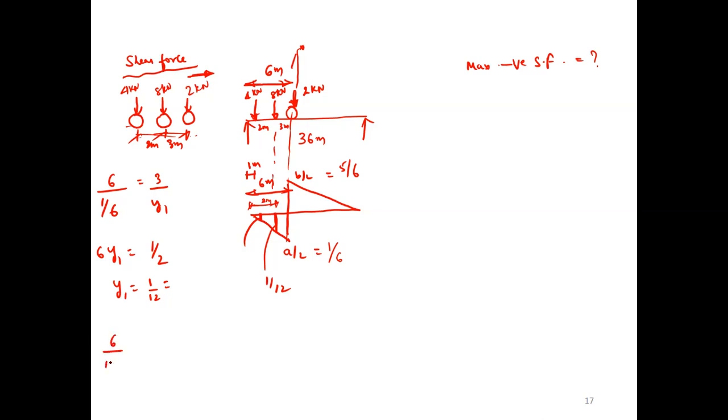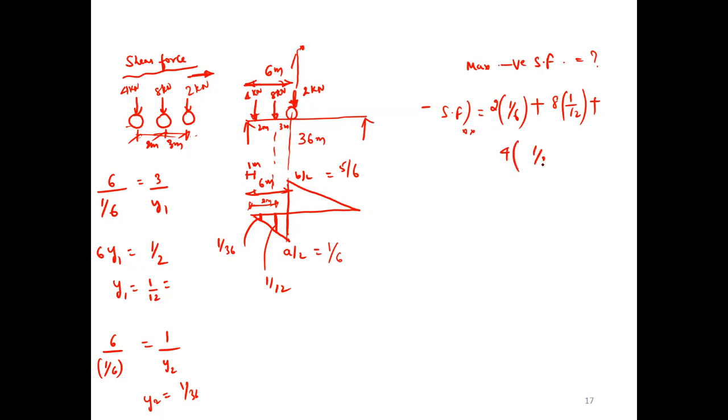So 6 by 1 by 6, 1 by y2. So y2 is 1 by 36. Shear force at XX equals 2 multiplied by ordinate 1 by 6, plus 8 is the load multiplied by ordinate 1 by 12. This is negative shear force, nothing to worry. Plus 4 multiplied by 1 by 36. How much are you getting? 10 by 9.